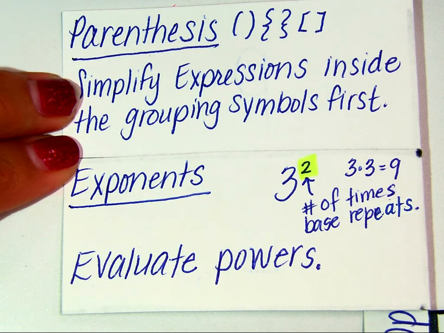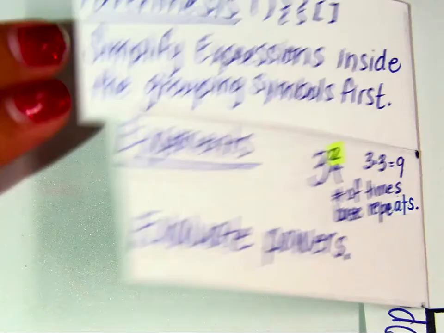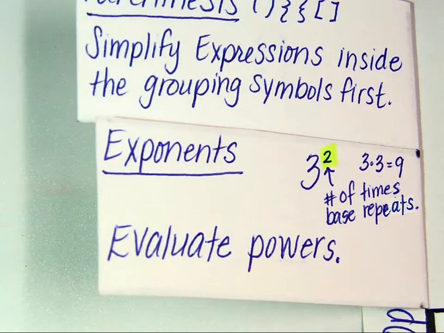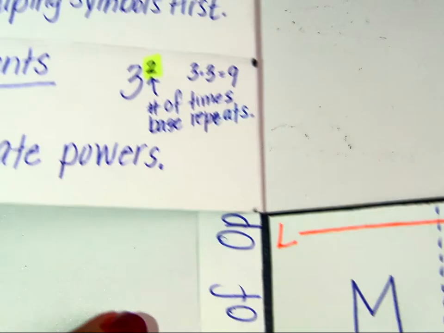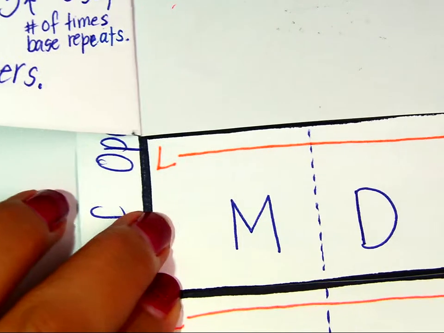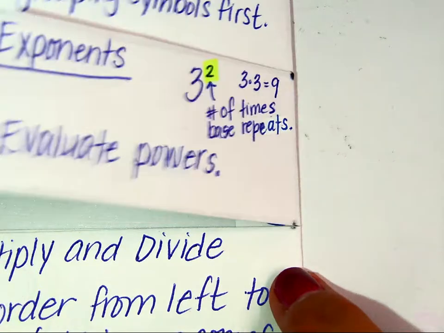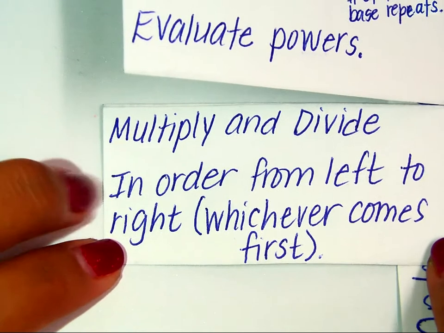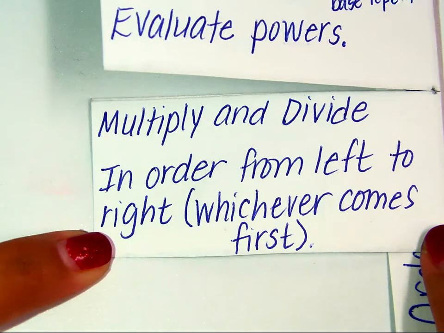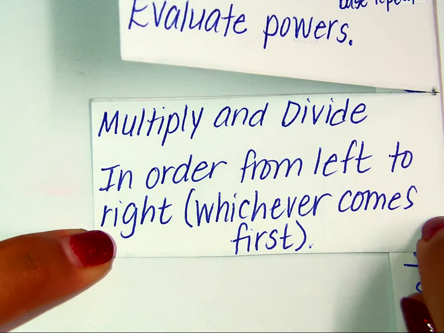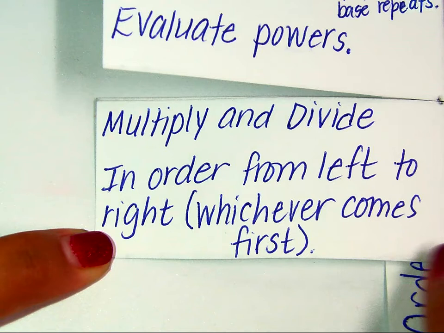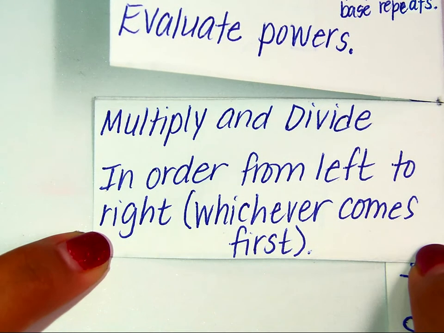So the third step is done like a couple. We have 4 operations in math. Which 2 start with an M and a D? Multiplication and division. So our third step would be to multiply and divide in order from left to right. So whichever operation comes first is what you're going to do.